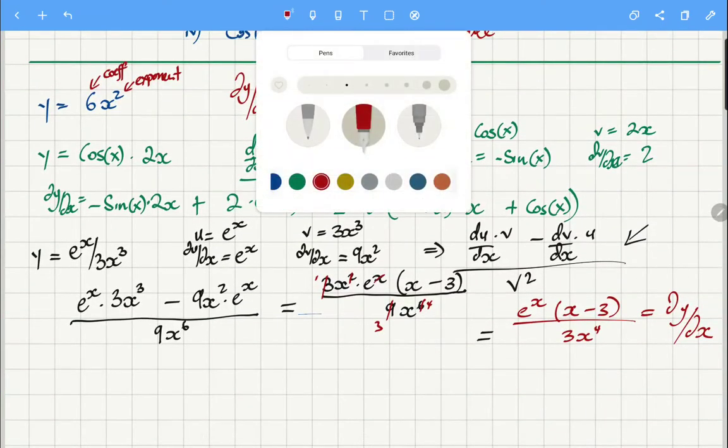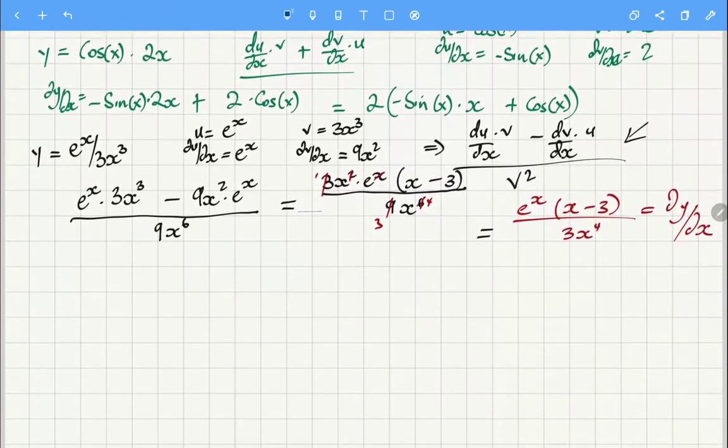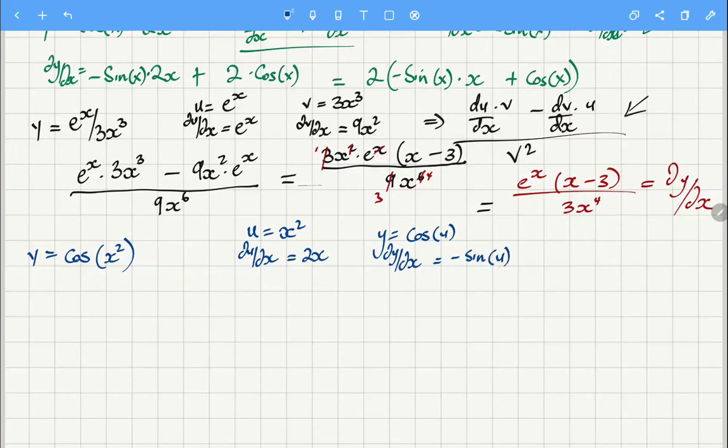And finally, or not finally, the other one that I'm going to work on is cos x squared using the chain rule. So y equals cos x squared. So using the chain rule, I'm going to assign u to be x squared, and then du over dx is 2x. Then y equals cos u. Then dy over du equals minus sin u.